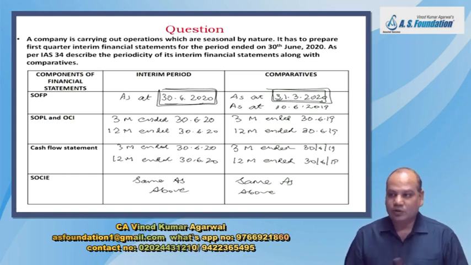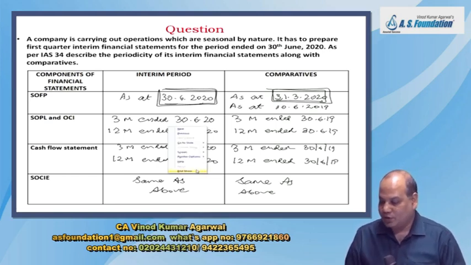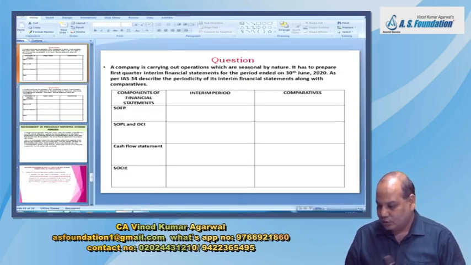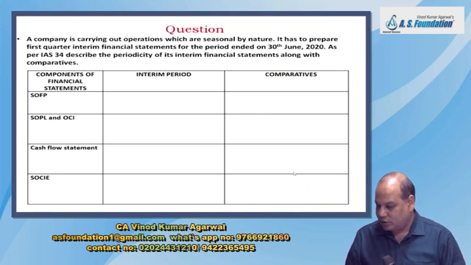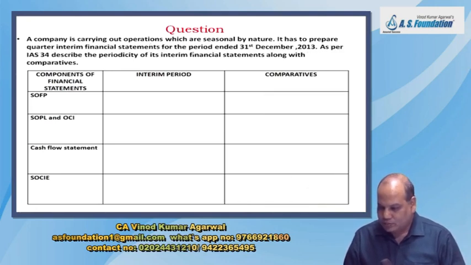Those who have done, you try question number 14. 14 is a little different than this one. In 14 number, the quarter is ending on 31st December 2013. Remaining details are same. But this is the third quarter.